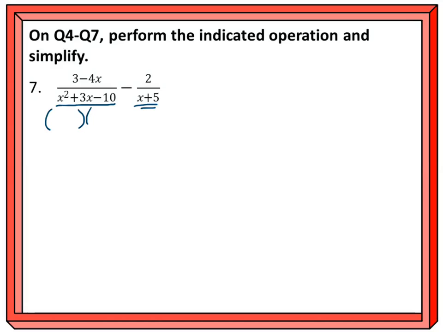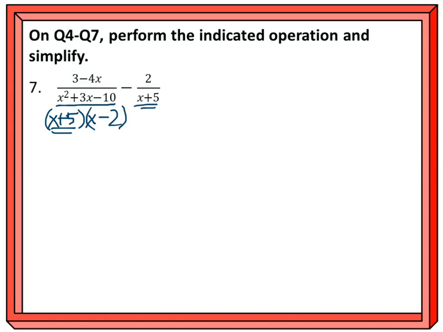So let's open up our parentheses and factor. Get x times x. Now the second factors have to multiply up to -10 and add up to 3. So it's a plus 5 and a minus 2. And sure enough, there was a common factor of x plus 5.